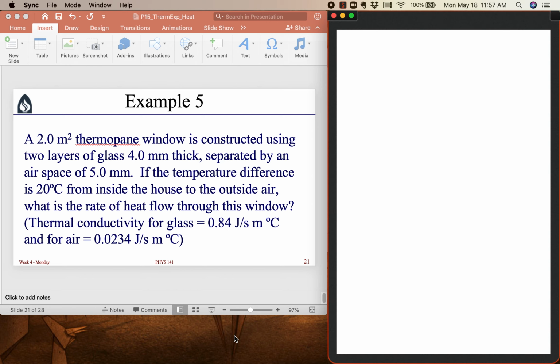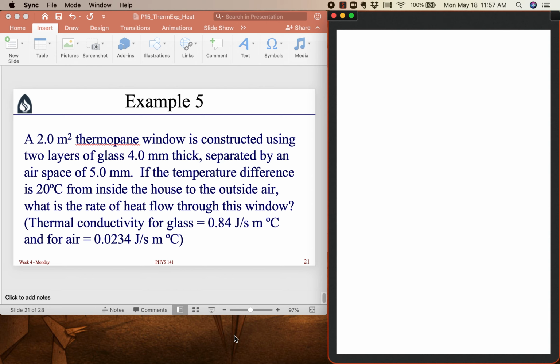And we are given additionally the thermal conductivity for glass and for air. Now for this example problem, we're going to assume that the only insulating materials are the 2 glass pieces themselves and the air in between. We won't be looking at any still air on either side of the glass. So if we do that, we can write down an expression which tells us the rate of heat flow.